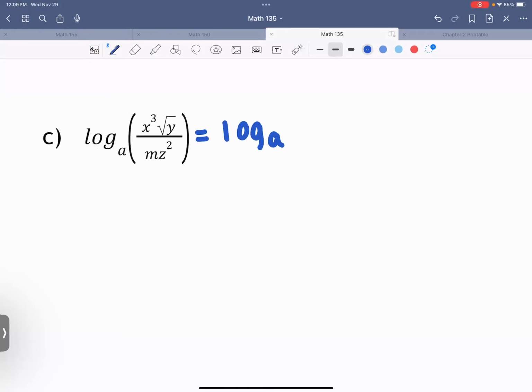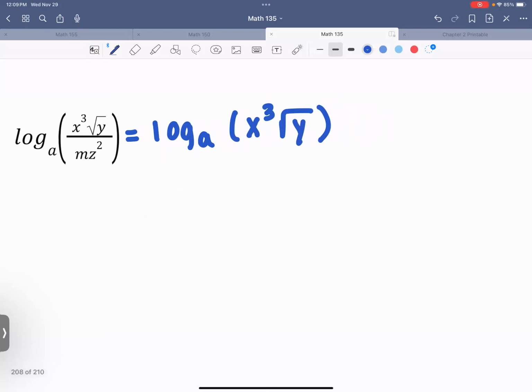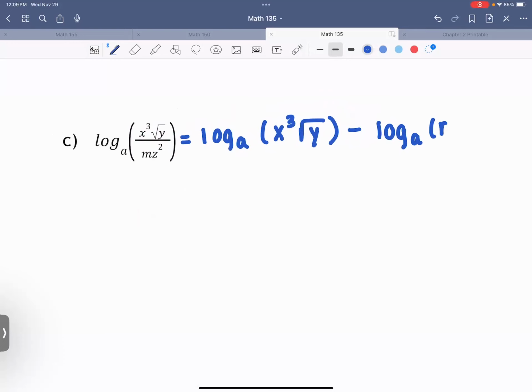This is log base a of the top, x cubed square root of y, minus log a of the bottom, m z squared. Okay, so I just split up the division into subtraction, and it's looking a little bit nicer already, right? There's not much going on inside each of the logs. Looks like we can do some more. What can I do within each of the logs next?